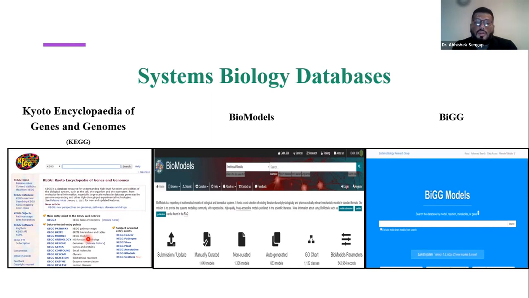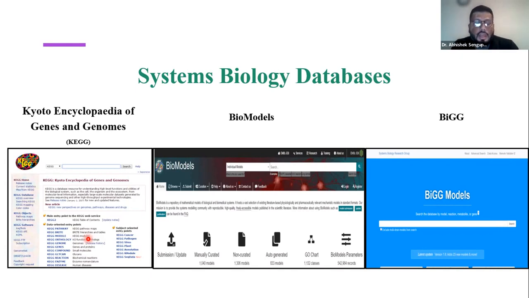It is a myth that KEGG is considered only a pathway database. It is not correct. KEGG also has various information and annotations of various genes and proteins, that is, single biomolecules also. Fine. So then we have BioModels.